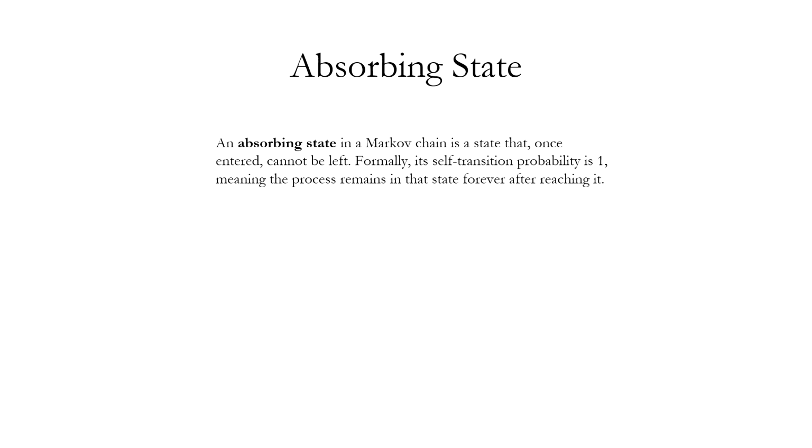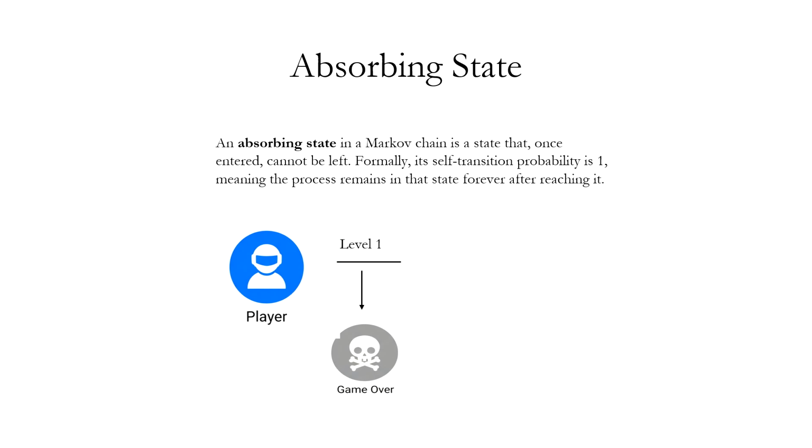I'm going to give you an example with like a simple video game, okay? So we got a player, level 1, okay? But in this level, something could happen, right? It's possible that he loses, the game is over. That would be considered an absorbing state.